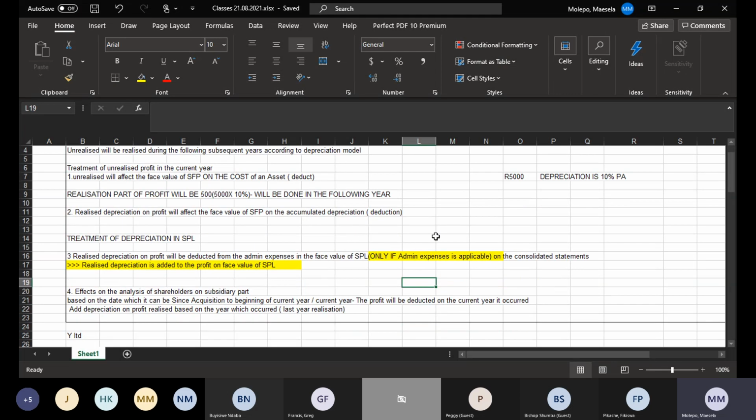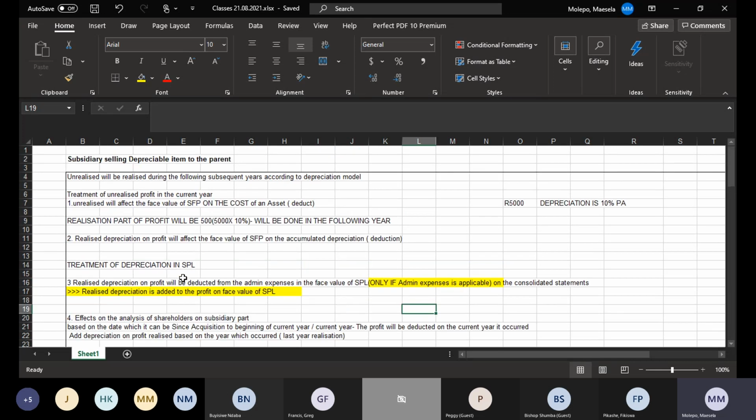Remember, last week I did the summary of this. How do you draft your thing? In this case, we've got a subsidiary which is selling the depreciable asset to the parent, and we are required to draft the statement of profit and loss. So here we're going to have a depreciation. Let's start here. The unrealized profit will be realized during the following subsequent years according to the depreciation model.